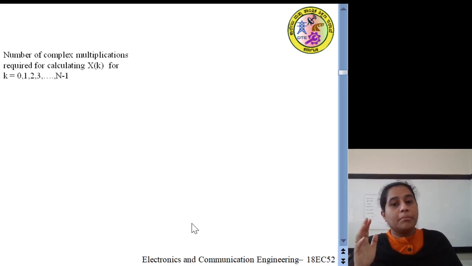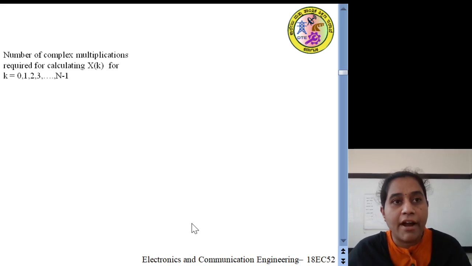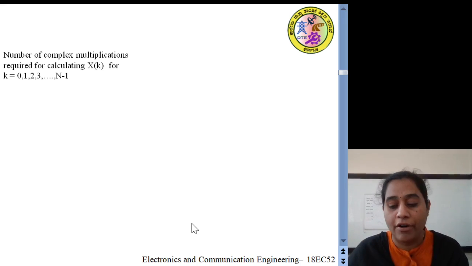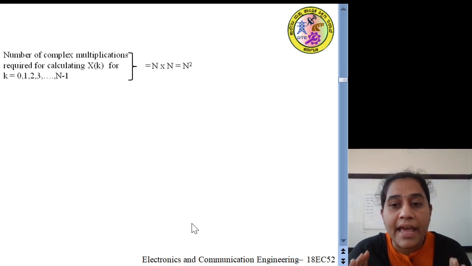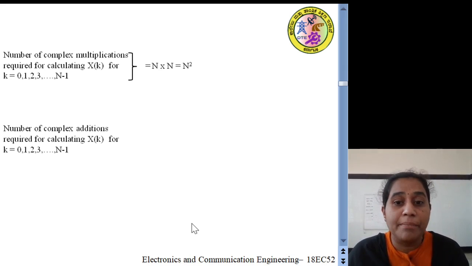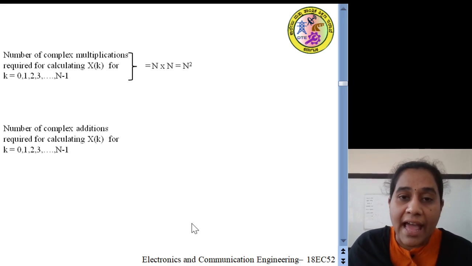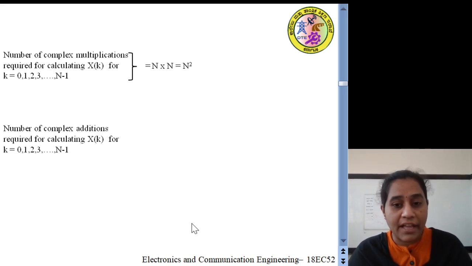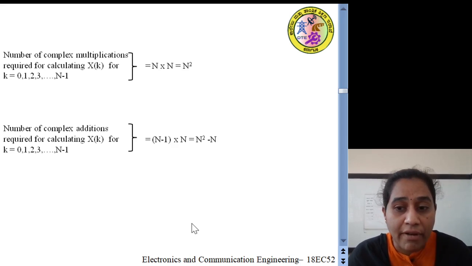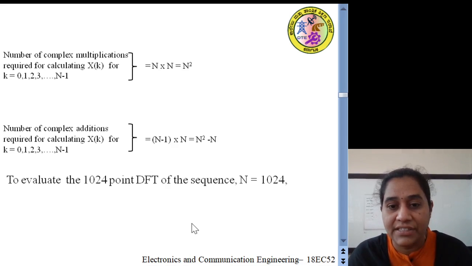So, the number of complex multiplications required for calculating X of k for the value of k varying from 0 to N minus 1 is, for N values of k, N into N, that is N square complex multiplications. Similarly, the number of complex additions required for calculating the DFT X of k for k varying from 0 to N minus 1 is N minus 1 into N, that is N square minus N complex additions.